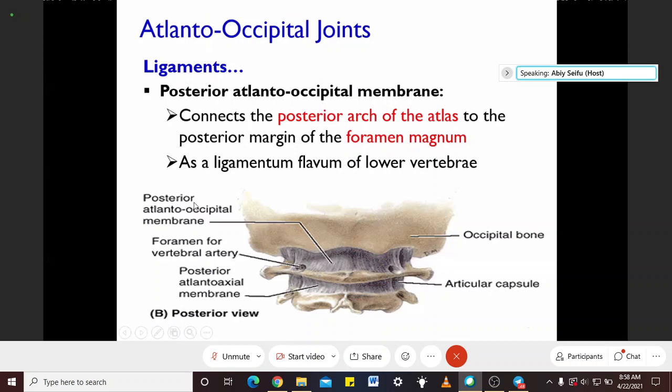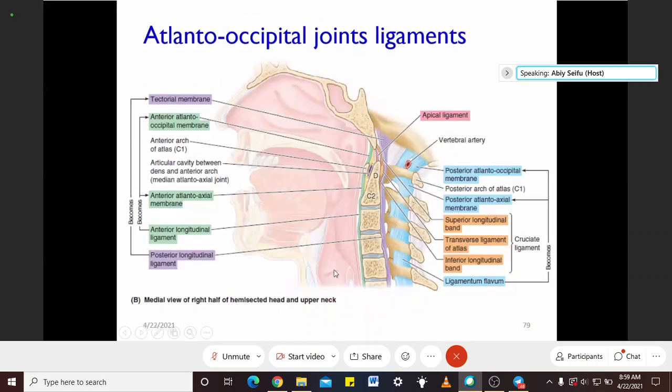This one is the posterior Atlanto-occipital membrane, which arises from the posterior arch. And there is also the posterior Atlantoaxial membrane, which is a continuation of the ligamentum flavum, which connects the two vertebrae C1 and C2. Now let's see in median sections how those ligaments continue and give those membranes.